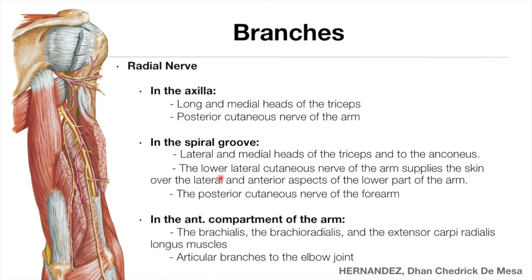So, the lower lateral cutaneous nerve of the arm is this. This is the radial nerve, as I have mentioned a while ago, and this is the lower lateral cutaneous nerve of the arm, and this one is the posterior cutaneous nerve of the forearm because it goes continuously to the forearm. And for the anterior compartment of the forearm, the radial nerve is distributed to the brachialis, the brachioradialis, and the extensor carpi radialis longus muscles. And it also has articular branches to the elbow joint.